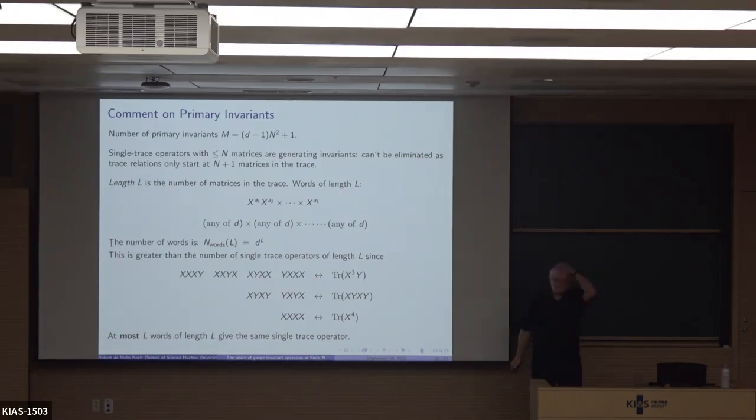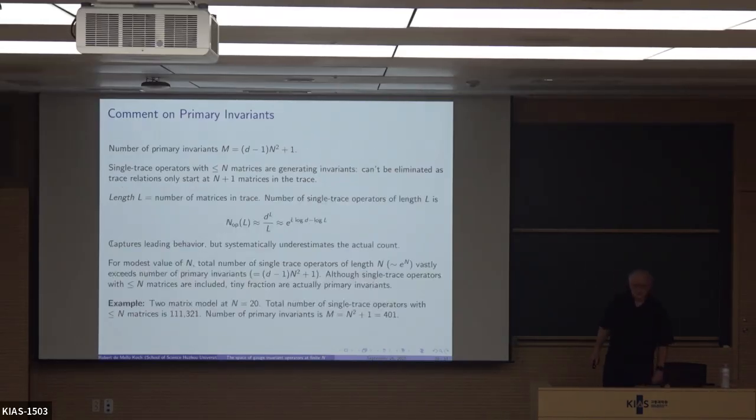This is not really related to the count of single trace operators, because, for example, here I've given an example of a single trace operator, which is obtained by tracing any 4 of those words. For this single trace operator, you could trace any 2 of those words, and for this single trace operator, there's a unique word that you can trace. So counting words is not the same as counting the single trace gauge invariants. But what you do know is for a single trace operator of length L, there's at most L words that when you trace it, it'll give you that single trace operator.